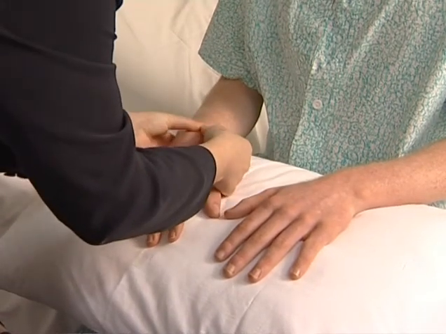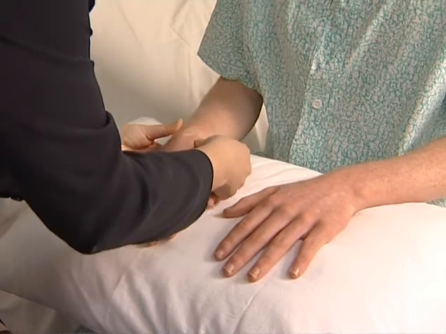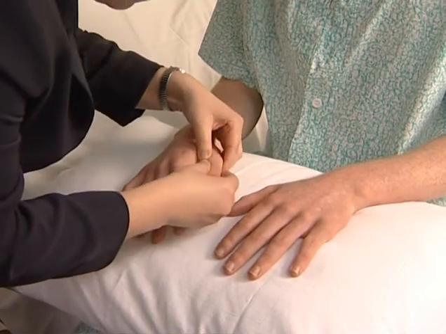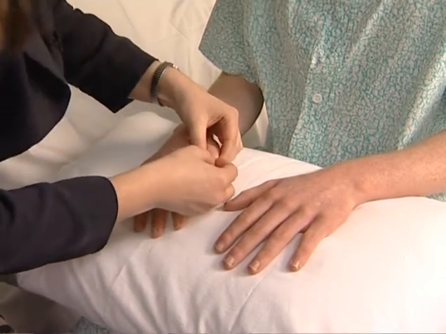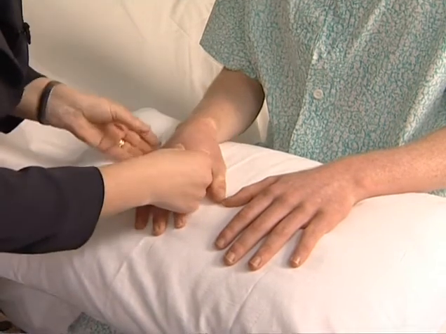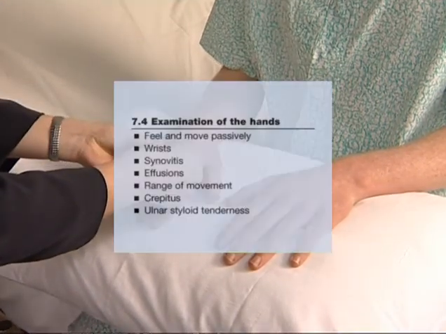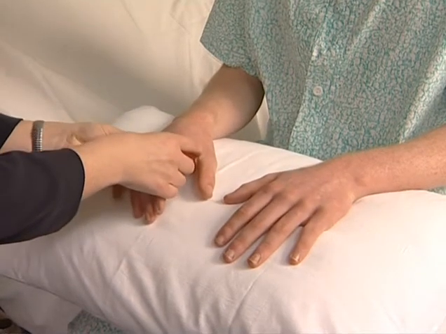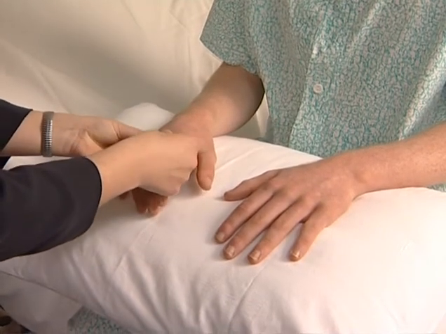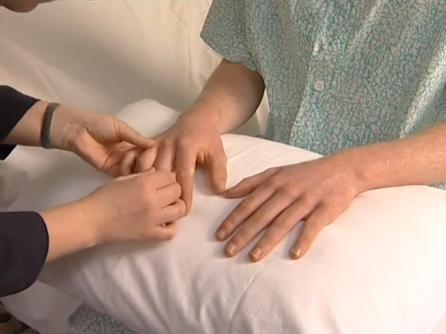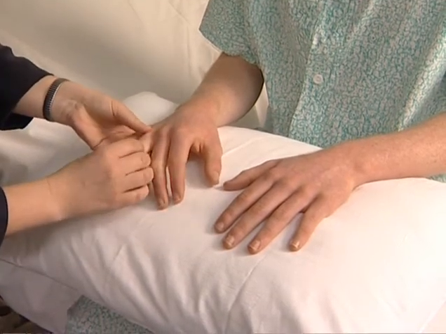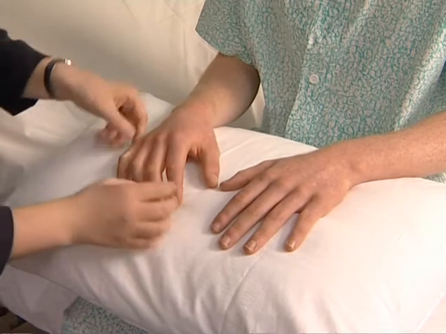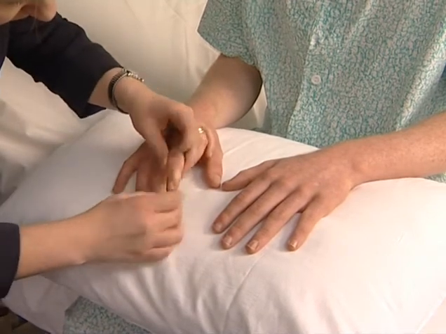Start the joint examination with gentle palpation of each of the joints of the hands and of the carpal joints. Feel for tenderness and watch the patient's face for any signs that the examination is uncomfortable. Then the metacarpal and proximal and distal interphalangeal joints.